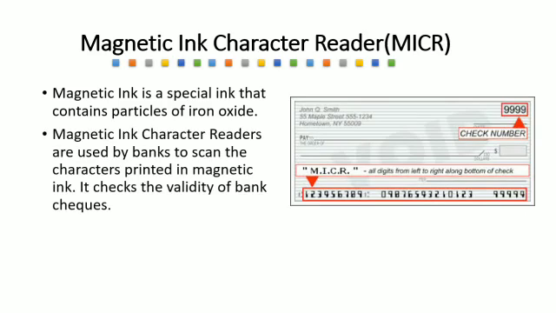Magnetic ink character readers are used by banks to scan the characters printed in magnetic ink. It checks the validity of bank checks. Here we have a picture of a check. At the bottom, numbers are printed through MICR, magnetic ink. That is scanned by the bank, and they check the validity of the check.